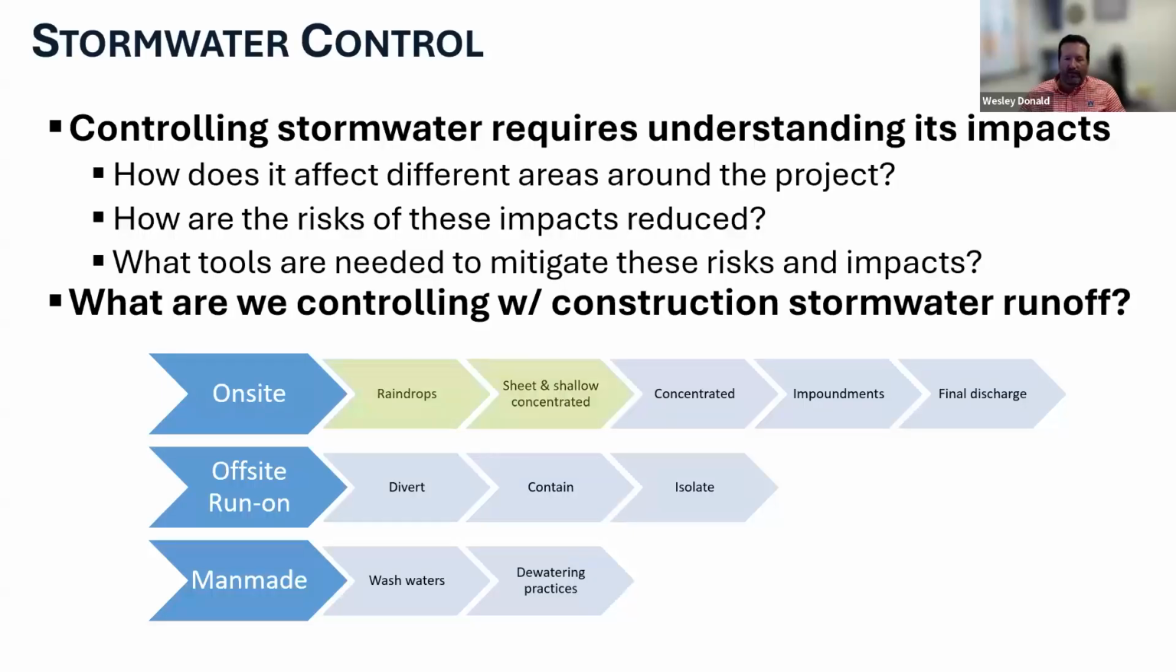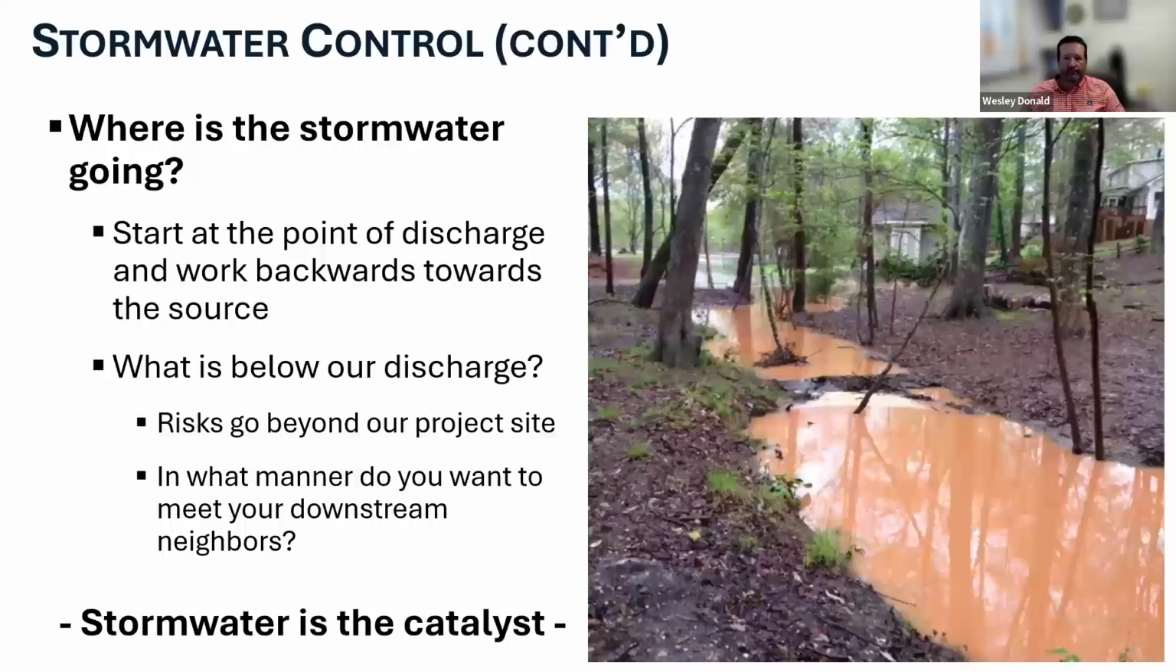On site, the things that we typically don't think about from a control standpoint are the raindrops and the sheet and shallow concentrated flow. It's just something that's there and something that we're impacted by, and we try to manage it, and we try to throw erosion and sediment controls after it, but we really don't think about the control aspect of it, and it's something that I want to discuss today.